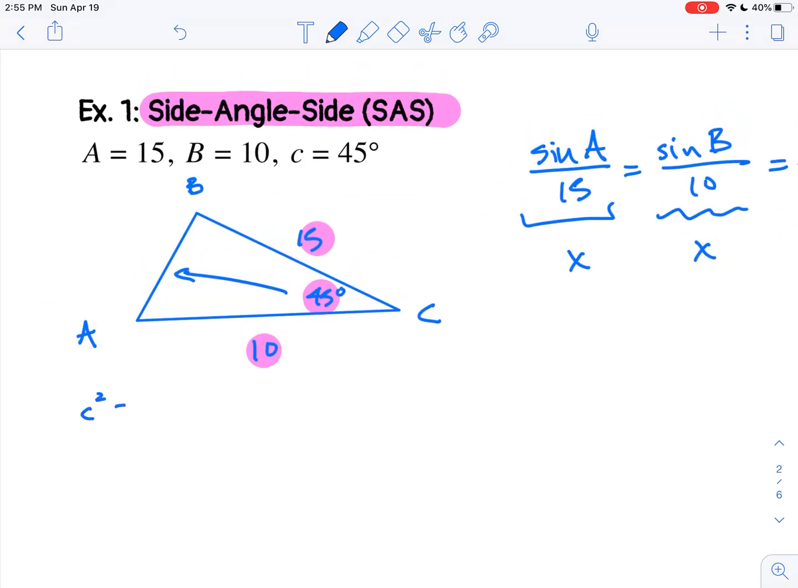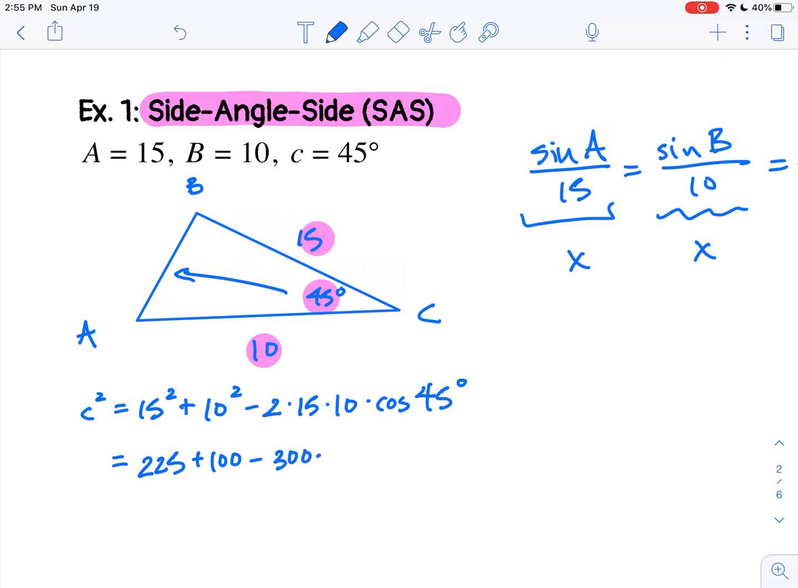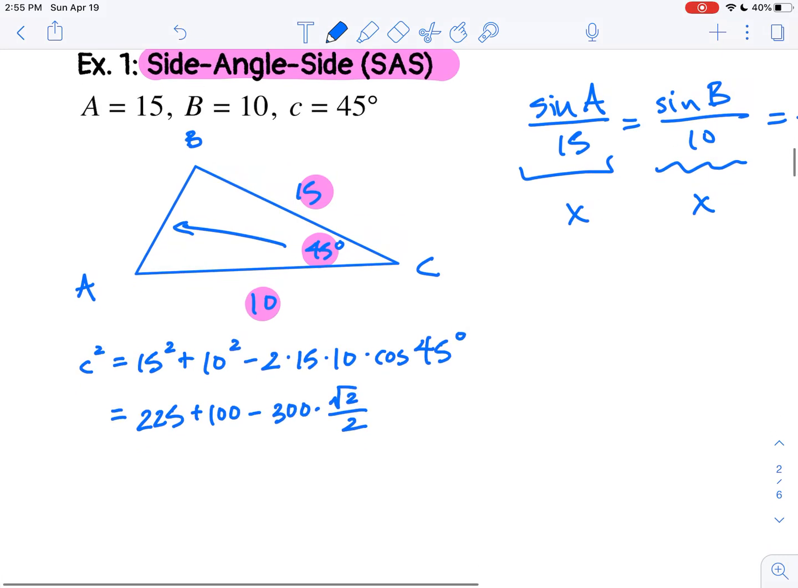All right, so little c squared is going to equal a squared plus b squared minus 2 times a times b times cosine of 45 degrees. Okay, so let's clean this up. 225 plus 100 minus 300 times root 2 over 2. Okay, well, I can reduce that. Those will reduce to 150. And then I've got 325 minus 150 root 2.